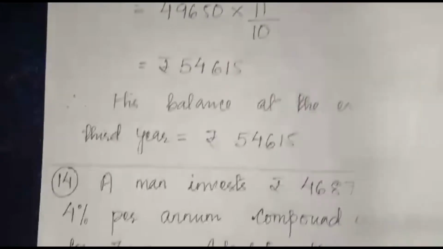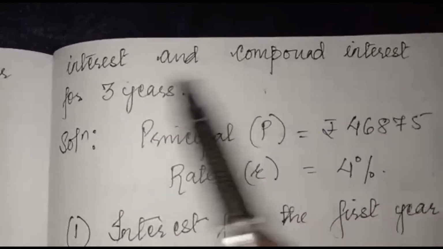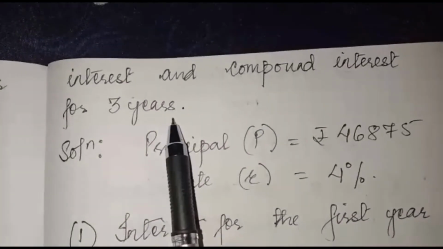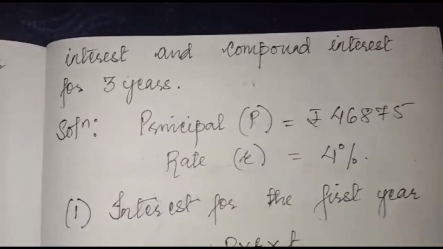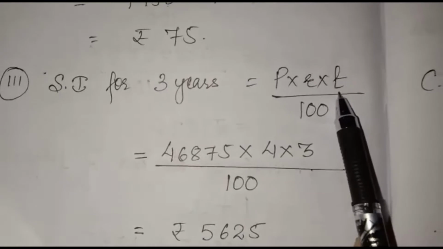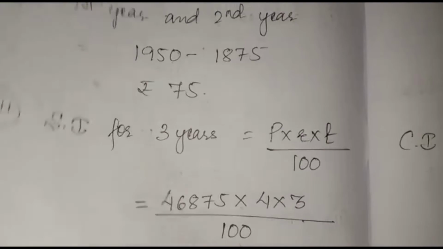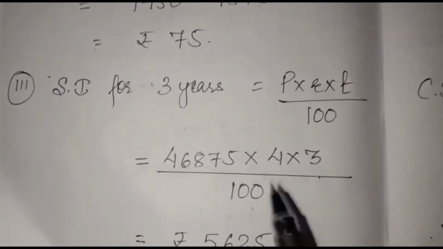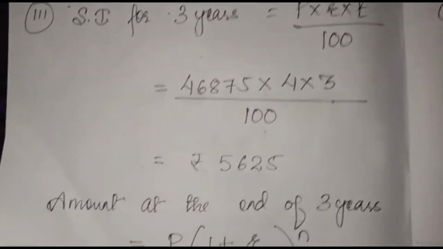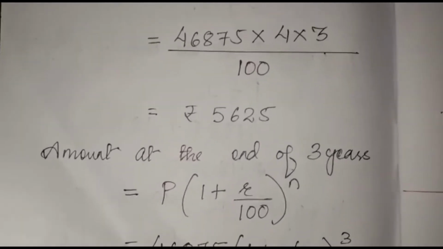Now next you have to find the difference between the simple interest and compound interest for 3 years. So this is not for third year, it is 3 years. There is a difference between 3 years and third year. So we will find the simple interest for 3 years. So time will be 3 years. Principal, rate and time. Here principal is 46,875, rate is 4, times 3, divided by 100. You'll get 5,625.